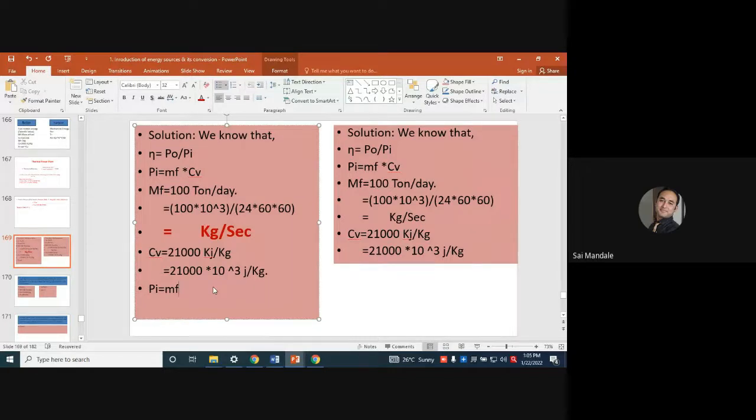Everybody, please go ahead and give me mass of fuel first. MF is equals to how much? Then multiply MF into CB. Each one of you, please tell me. You have to calculate the things. I have a calculator with me. Let me put the values. Please, everybody, go ahead and calculate the things.